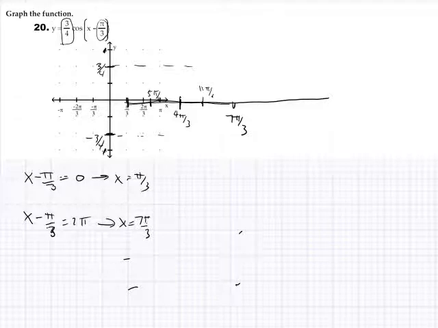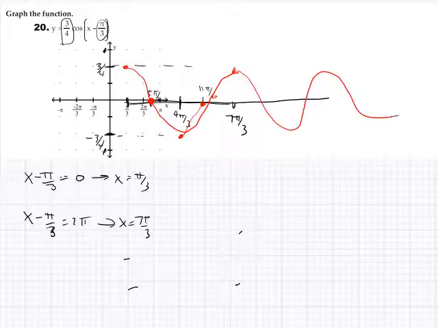So our cosine starts up high. We're going to hit the x-axis at 5 pi/6. We're going to reach our minimum at 4 pi/3. We're going to hit the x-axis again at 11 pi/6. And then we're going to come up to our maximum again at 7 pi/3. And so this would be one period of our cosine graph. And then that's going to continue on and on forever as it goes.